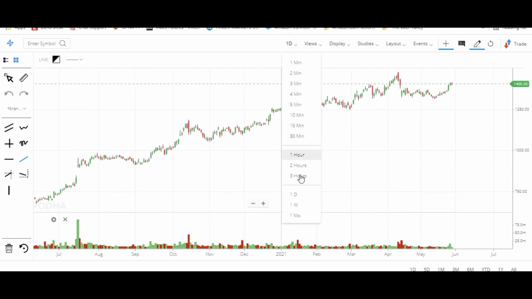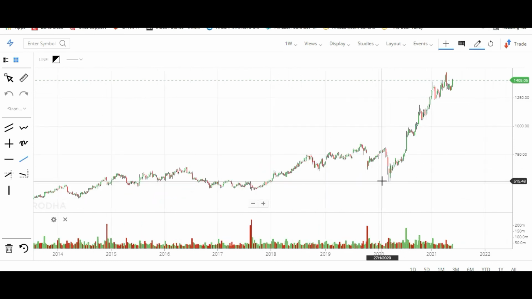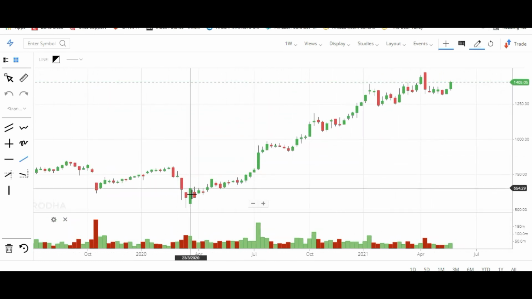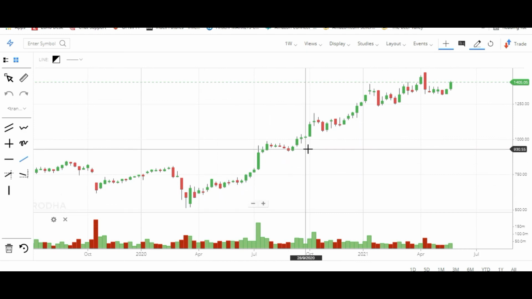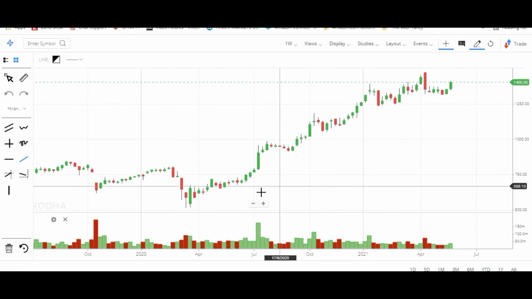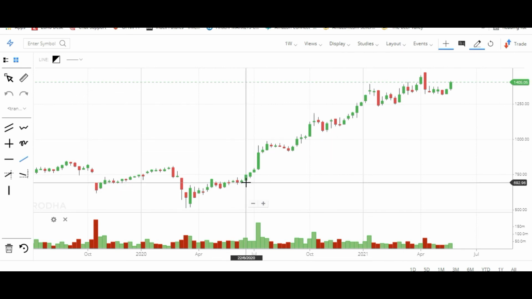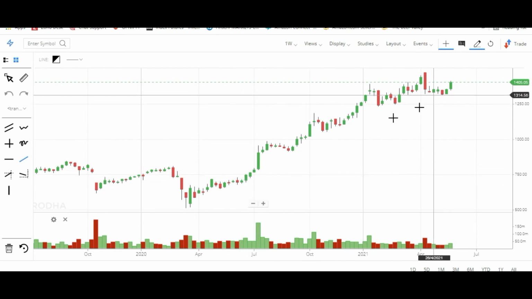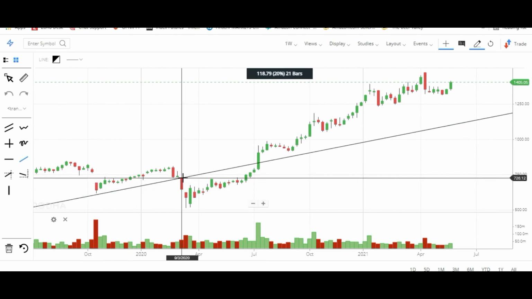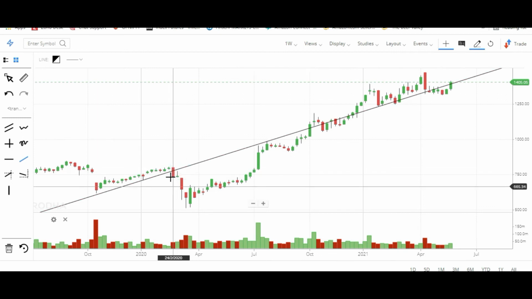Okay, let's look at a 1 week chart. This is very disturbing. So what we can do is, we can just connect all these things. Can we draw a line? This is a reversal zone.